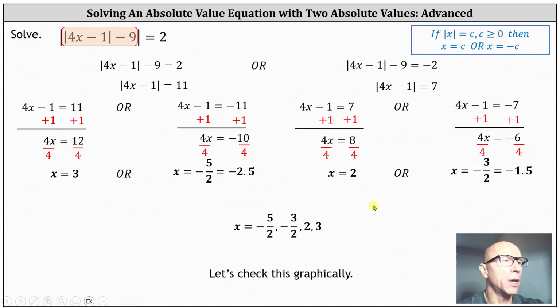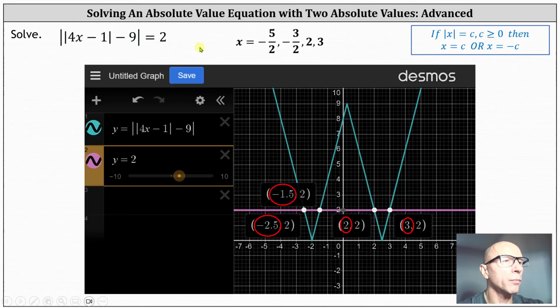To check this graphically, we'll graph the left side of the equation and then the right side of the equation and look for the points of intersection. Using Desmos on the left, we have y equals the absolute value of the difference of the absolute value of the quantity 4x minus 1 and 9. This is graphed in turquoise. And the second equation is y equals 2 for the right side, which is the pink horizontal line. Notice there are 4 points of intersection, indicating we have 4 solutions.